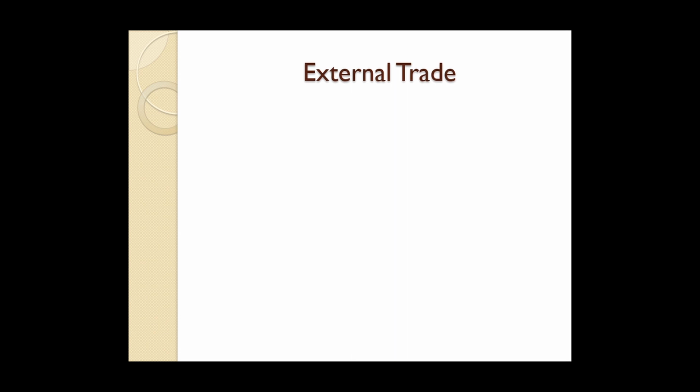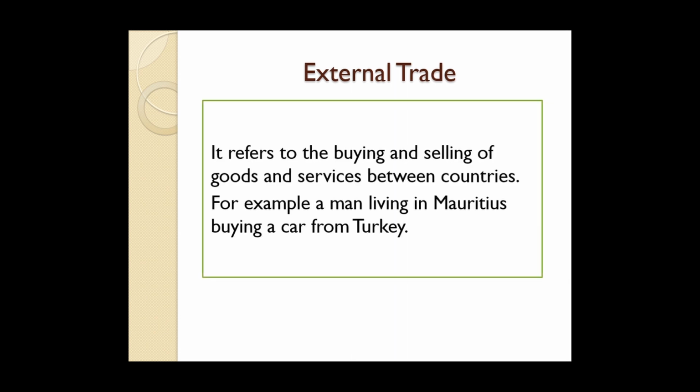The other type of trade is external trade. What is external trade? That's very easy as well. External trade is, of course, the contrary of internal trade. It refers to the buying and selling of goods between countries. So here there is a transaction between individuals, groups, or even organizations between countries, not only in one country. The example given here is a man living in Mauritius buying a car from Turkey.